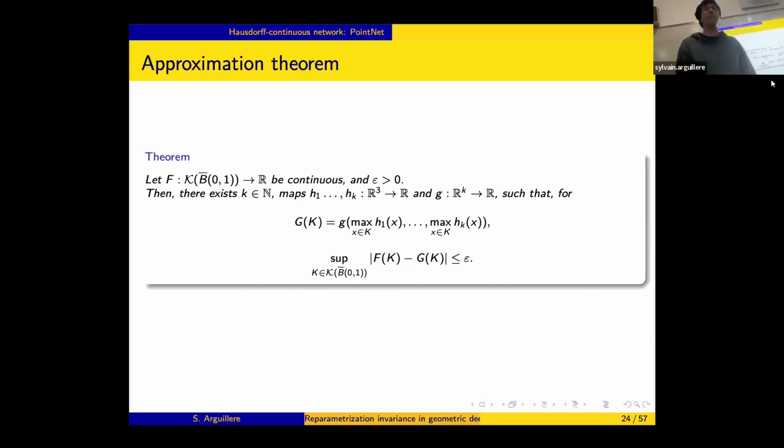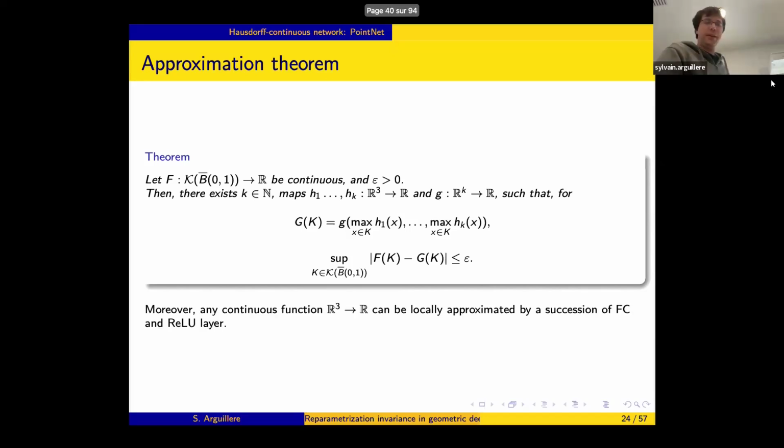So what are the assumptions on H? Continuous, maybe. Where is it written on the slide? Yeah, it's not written on the slide, but it needs to be continuous. Otherwise, the functions themselves wouldn't be continuous with respect to the Hausdorff topology. But the proof is in the paper of PointNet, I think.